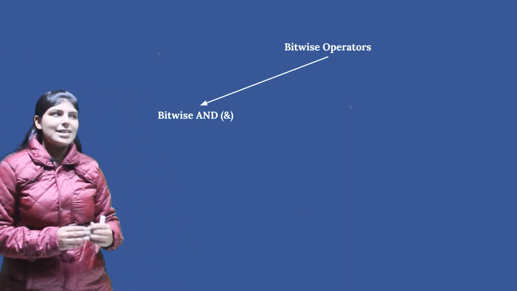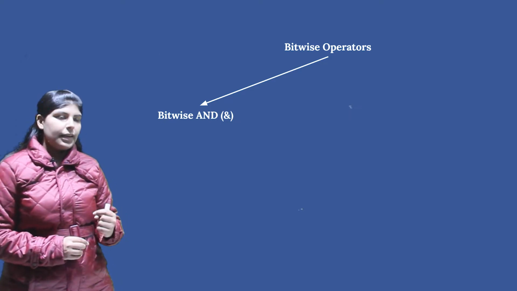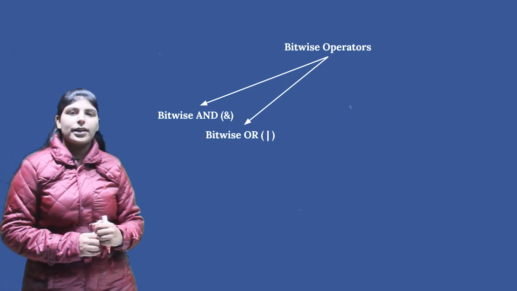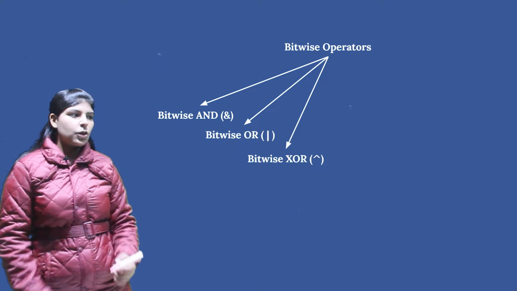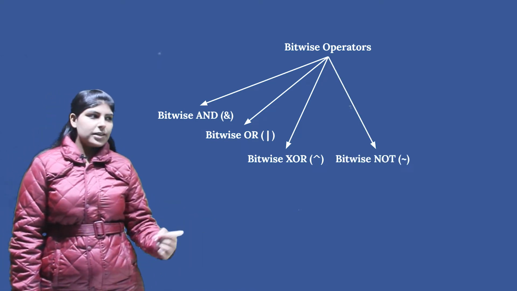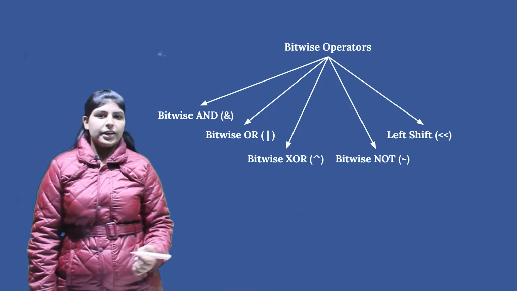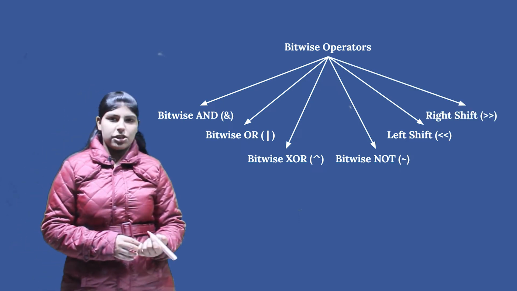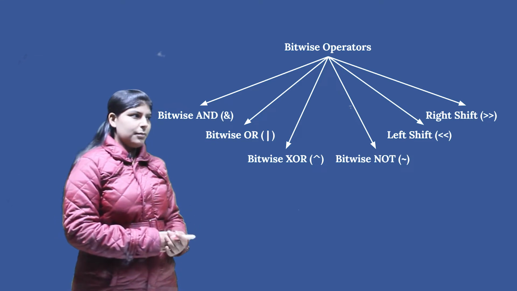First we have bitwise AND. It is denoted by a single ampersand sign. Next I have bitwise OR. It is denoted by a single vertical bar sign. Next I have bitwise XOR. It is denoted by the caret sign. Next I have bitwise NOT. It is denoted by the tilde sign. Next I have left shift. It is denoted by 2 less than signs. And last I have right shift. It is denoted by 2 greater than signs. We'll see each of them.